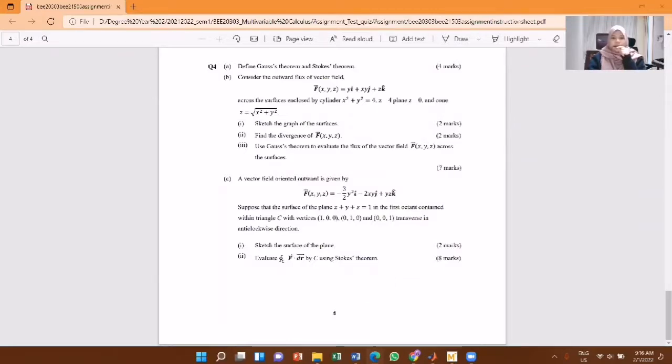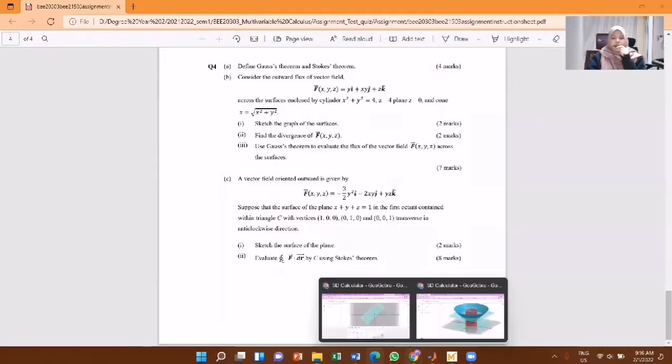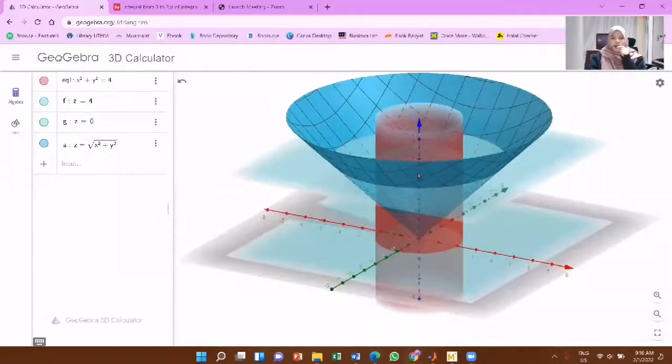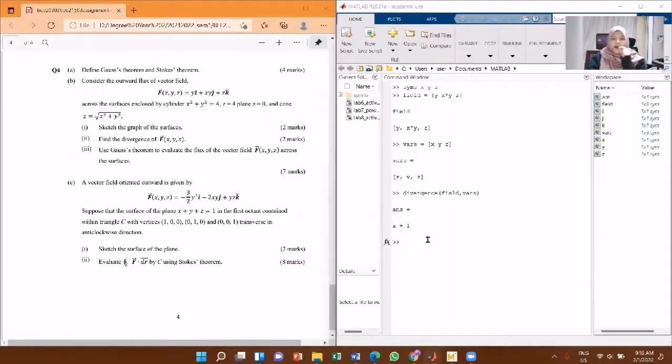My matrix number is BE20303-MULTIVARIABLE and I will do the simulation for question 4B and also for C. So the first question for 4B is to sketch the graph of the surface. The graph that we will get will look like this, where we have a cone and also a cylinder. The second question is to find the divergence of vector f.